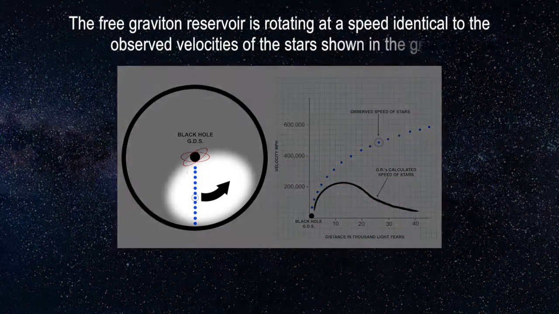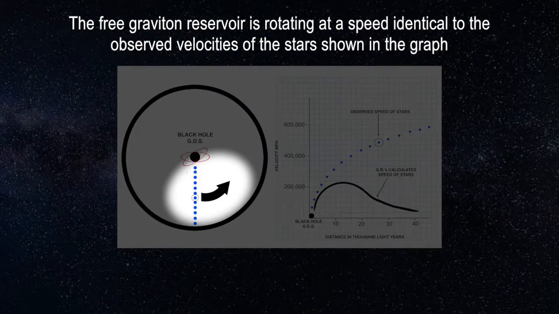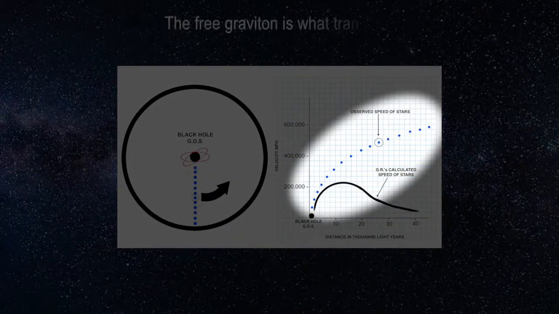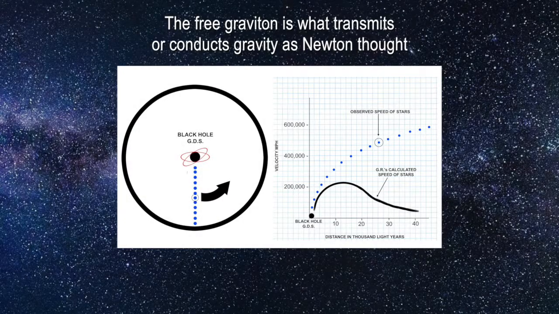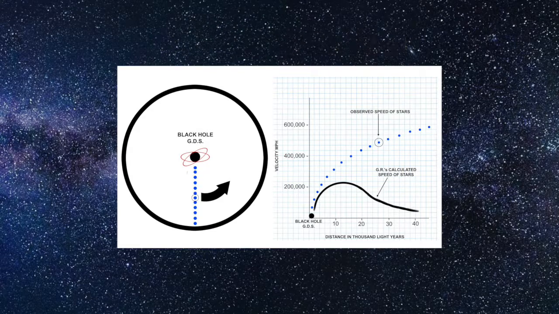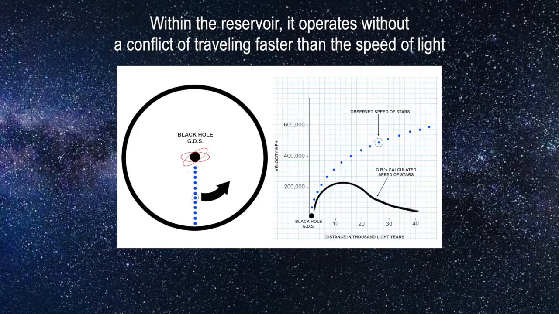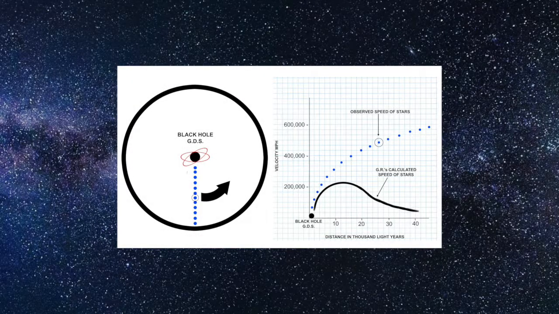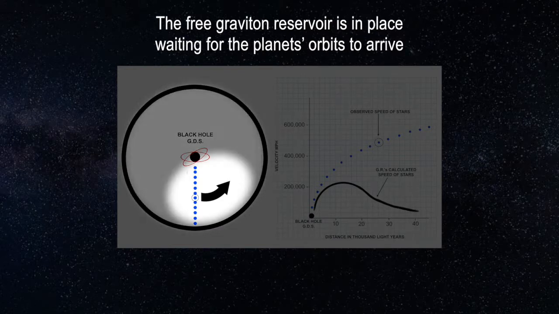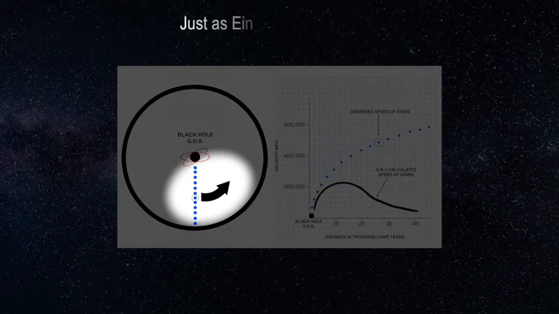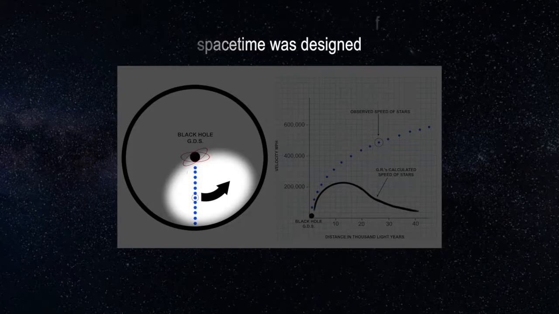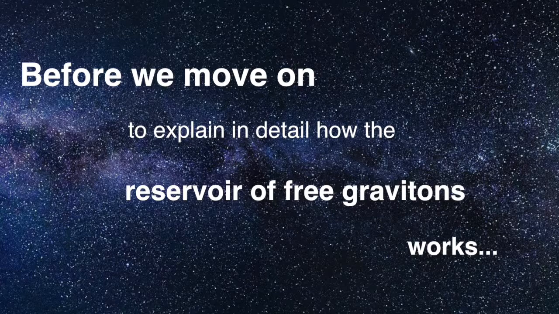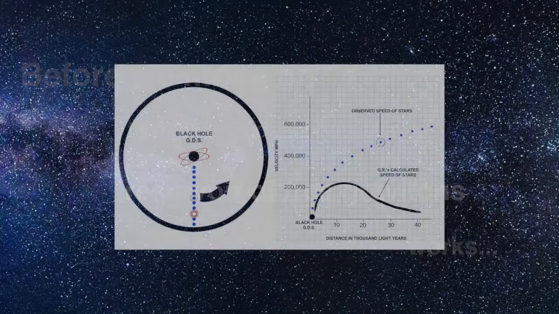The free graviton reservoir is rotating at a speed identical to the observed velocities of the stars shown in the graph. The free graviton is what transmits or conducts gravity as Newton thought. And within the reservoir, it operates without a conflict of traveling faster than the speed of light. The graviton reservoir is in place waiting for the planets' orbits to arrive, just as Einstein's curvature of space-time was designed. Before we move on to explain in detail how the reservoir of free gravitons works, we need to discuss a couple more items.